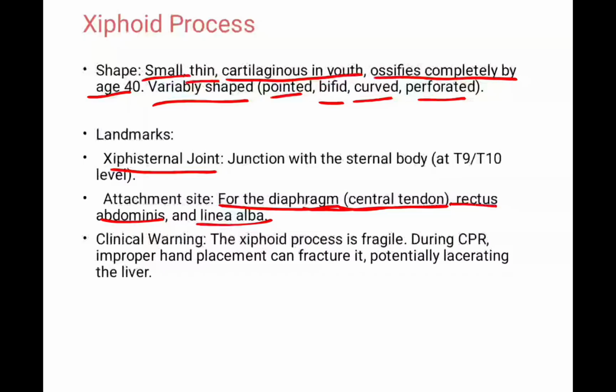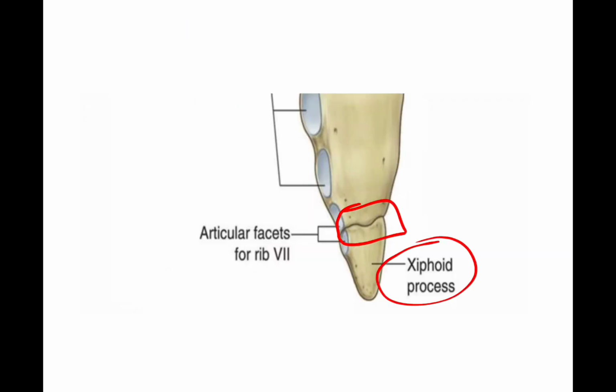There's an important clinical warning. The xiphoid process is fragile. When performing cardiopulmonary resuscitation, that's CPR, improper hand placement can fracture the xiphoid process. So this knowledge is very, very important, because an improper hand placement can fracture the xiphoid process, potentially lacerating the liver. So this is the xiphoid process, as you can see in this image.